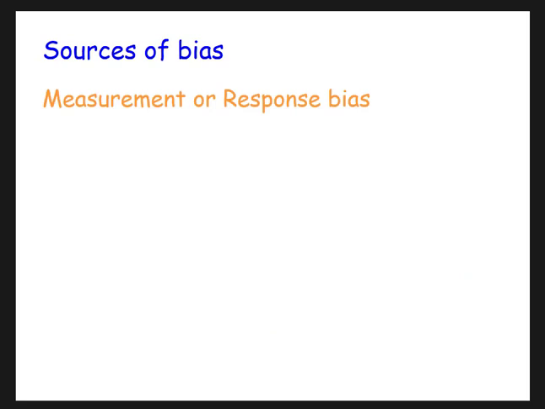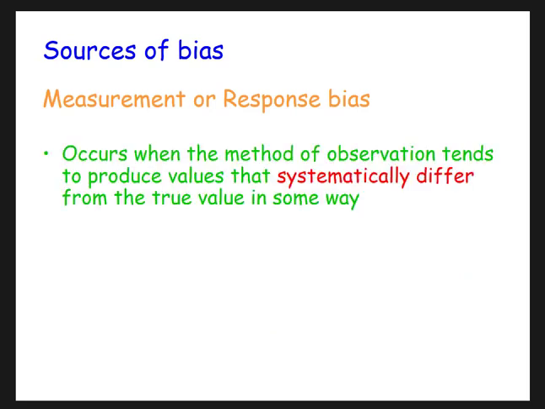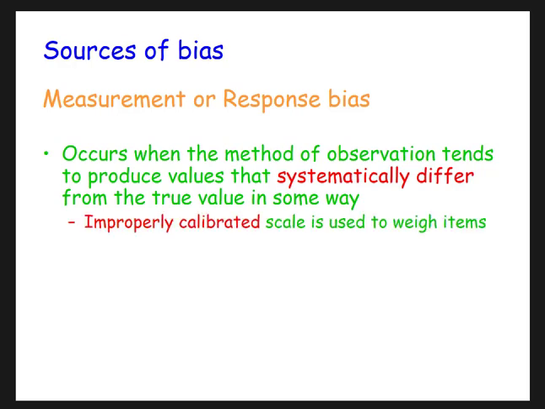Then there's a measurement or response bias. This occurs when the method of observation or the method of measurement tends to produce values that are systematically different from the true values of the population. So an improperly calibrated instrument or a scale used to weigh items can cause a bias. It's the measurement instrument itself that's not calibrated. We're not measuring accurately.